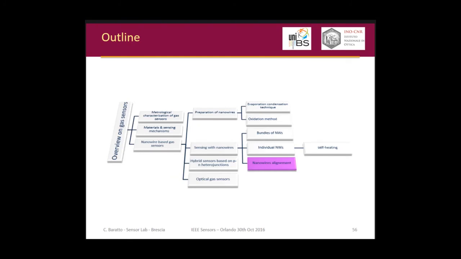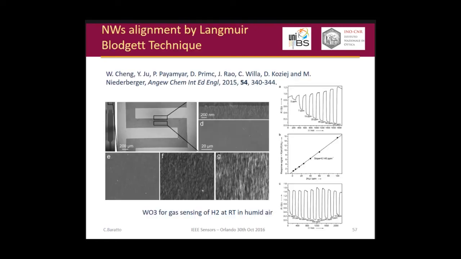Another technique which is interesting is nanowire alignment. It is very nice to have single nanowires, but an individual nanowire is only one, so it can detect a limited number of molecules. So you would like to increase the effect by having many ordered nanowires aligned between two electrodes. A lot of effort is ongoing on alignment techniques.